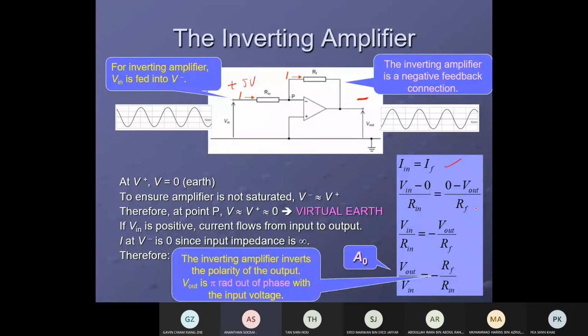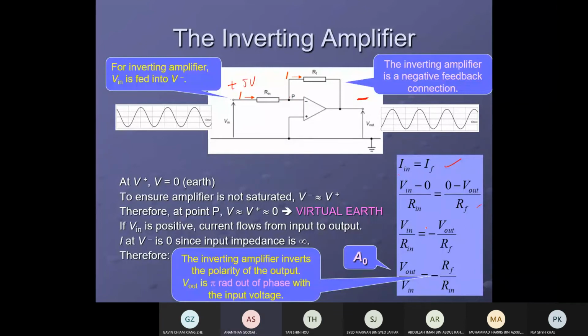Okay, this is the second line. How did they get the first line? I in equals IF, based on Kirchhoff's first law. No current flows into the op-amp because it has infinite impedance. So all the input current flows to IF. So I in is the same as IF.